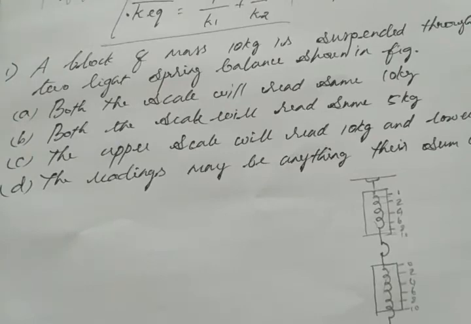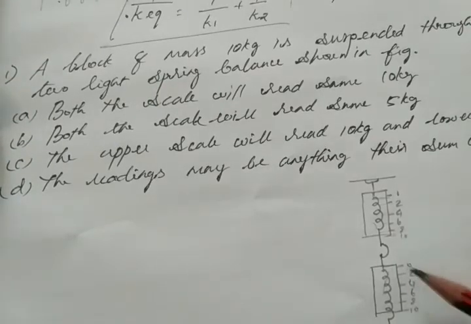The first option: does it show the same 10 kilogram reading on both scales, he is asking. The second option, both the scales will read the same 5 kilogram. Third one, the upper scale will read 10 kilogram, the lower will be 0.